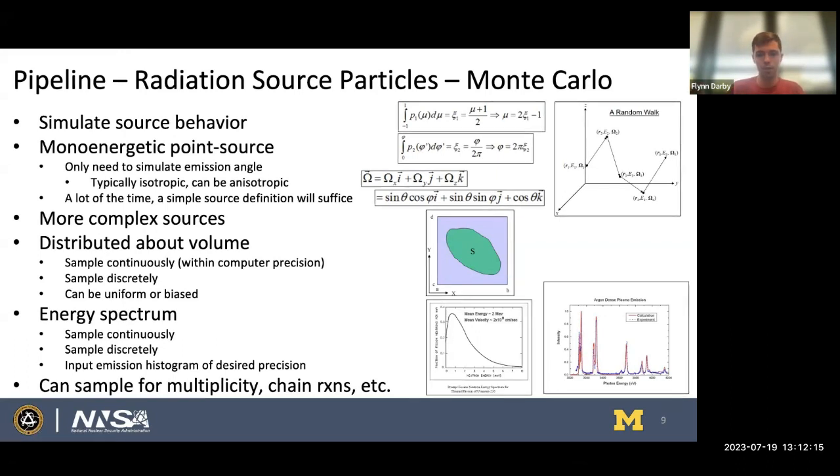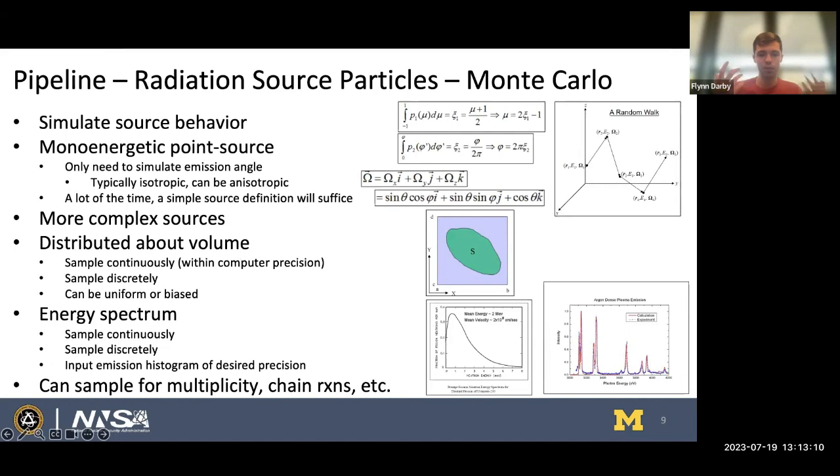Typically it's isotropic. It can be anisotropic. Isotropic is easier to define. Anisotropy is a bit more involved in source definition, but you can derive the correct cumulative density function to sample if you create a probability density function that correctly reflects the anisotropy. A lot of the time, a simple source definition will suffice. You saw yesterday the probability derivation for simulating the direction. You can use 2 different random variables. We show the same here, ξ₁ and ξ₂. So there are 2 separate random numbers that you generate to get each direction, the phi and the theta angle.